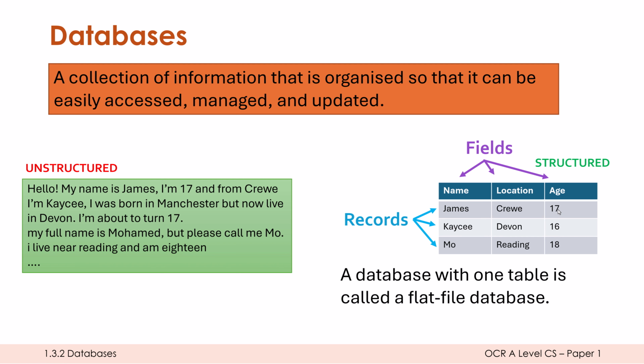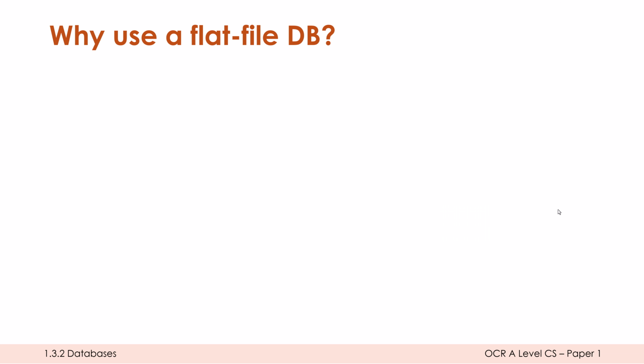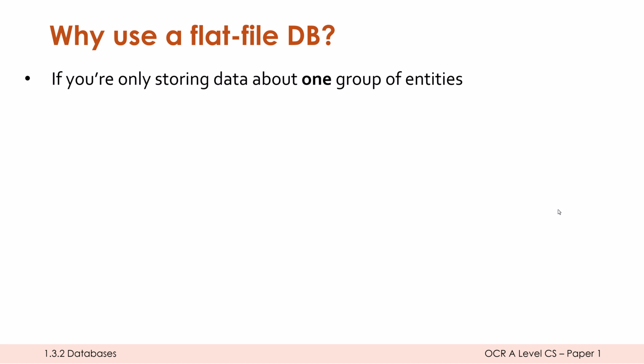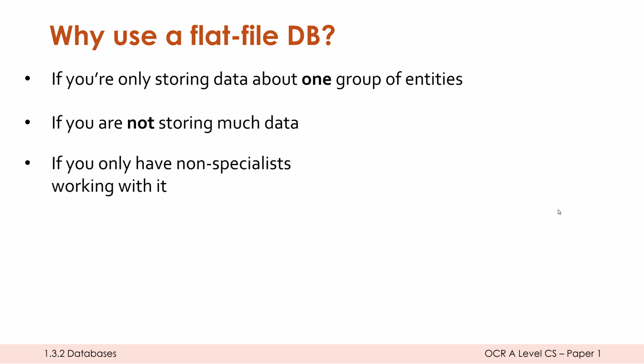Now this little example here is an example of a flat file database, which is a database consisting of only one table. Flat file databases are used, and we'll look at an alternative in a minute or so, but we do occasionally have to store just one table at a time. So if you're only ever storing data about one group of entities, it is sensible to have a flat file database. If we're just storing data about these different people and their locations and that's it, sure, have one table. And if you're not storing much data, it might also be appropriate to have only one table.